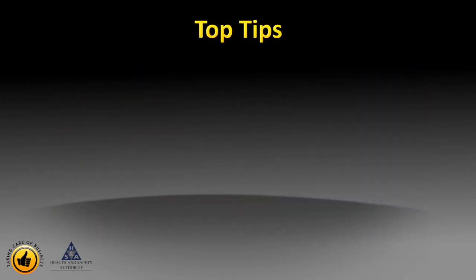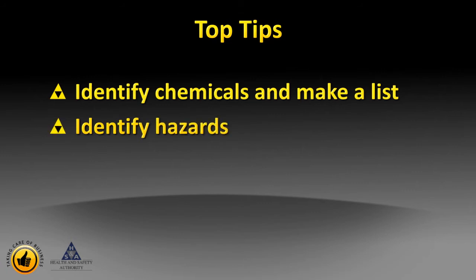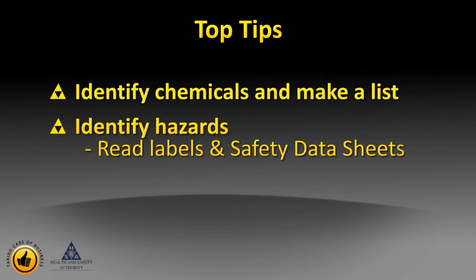So, in summary then of how to manage chemicals safely, these are the top tips. You must identify chemicals in your workplace, walk around and make a list. Identify the hazardous ones and pay particular attention to these. You must read labels. You must look at safety data sheets in order to get the appropriate information on how to manage safely. You have to consider who may come into contact with the chemicals and for how long.